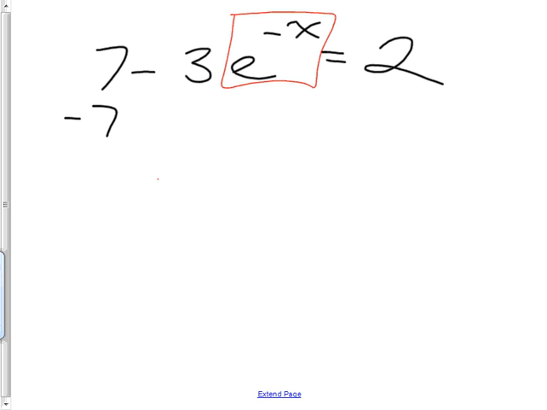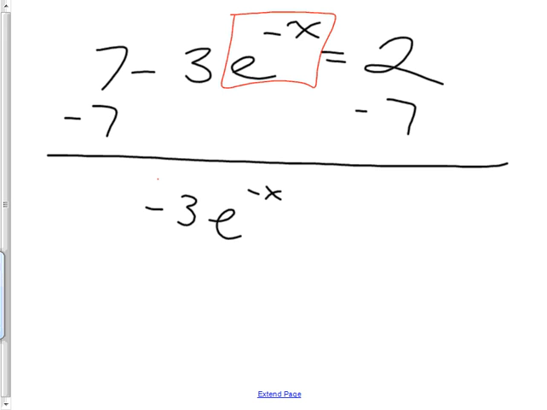Anyway, subtract 7. We got negative 3 e to the negative x is equal to negative 5. Negatives running all over the place.